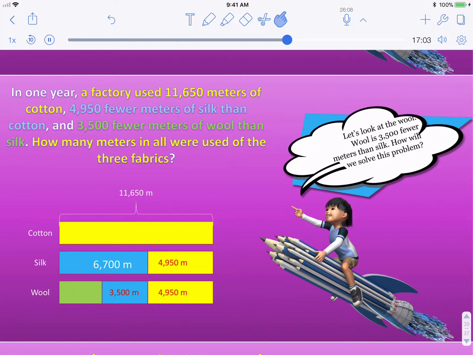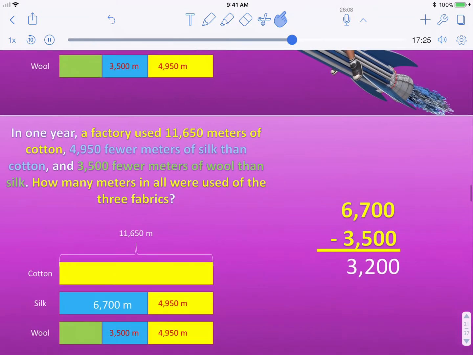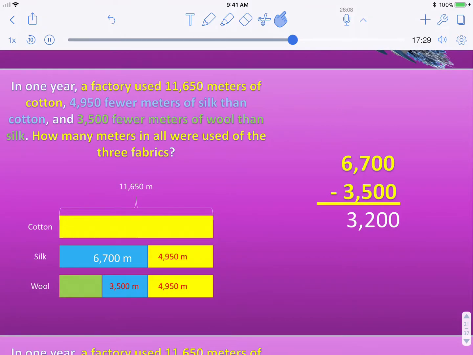And if I were you, instead of adding 3,500 plus 4,950 and then subtracting it from 11,650, we now know how much silk we have used, so we can actually take 6,700 minus 3,500. What will your answer be? Let's look and see. 6,700 minus 3,500 is 3,200, or 3,200 meters.